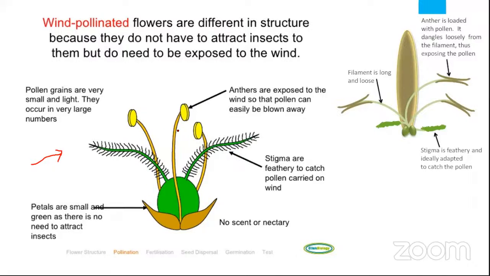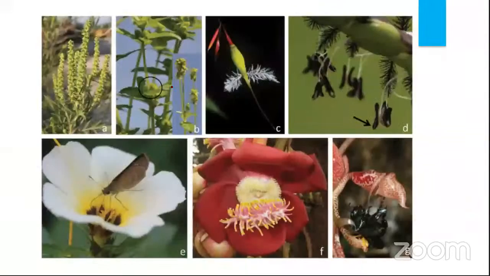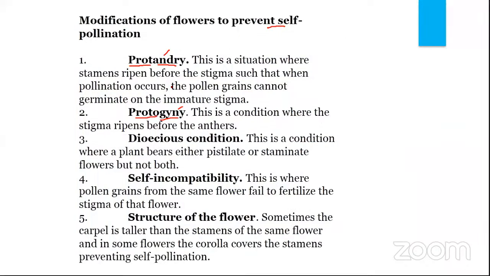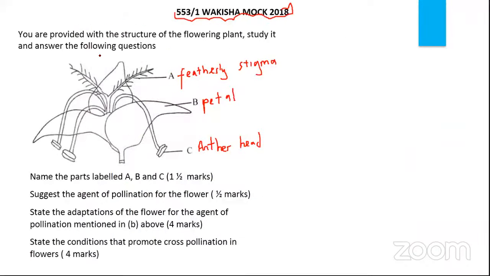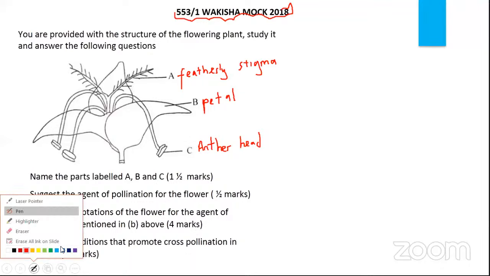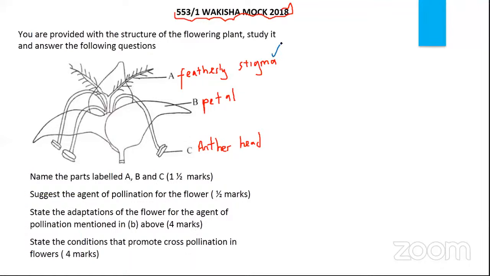This is a structure which we have just studied. And when I was looking through my question bank, I found this question had been examined in Wakisha Mock of 2018. And I think we have been able to answer all this. Each one of them was going for half a mark, you see, half a mark. Now, we're done with that.